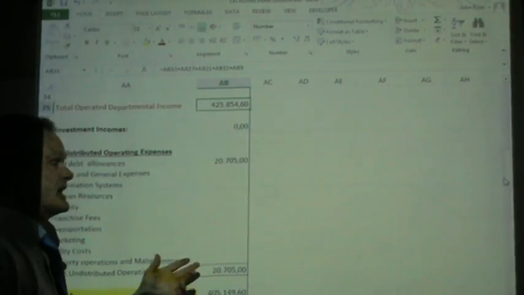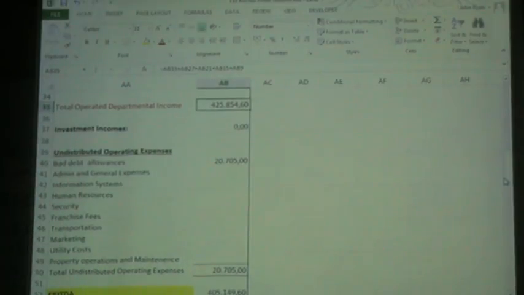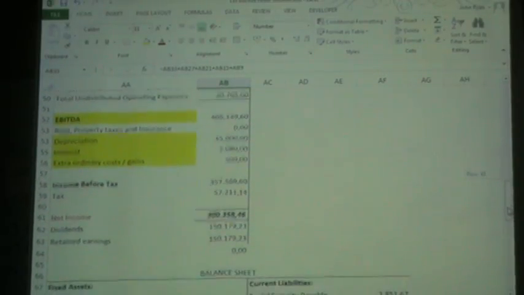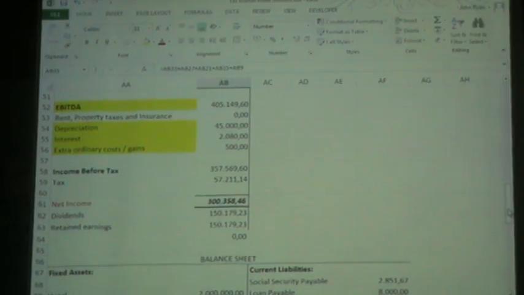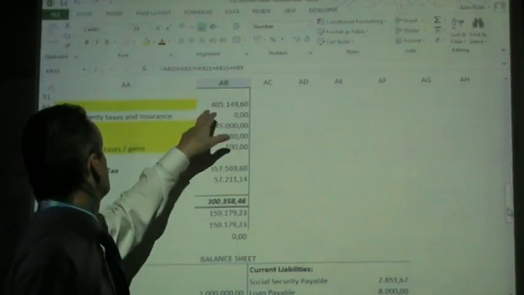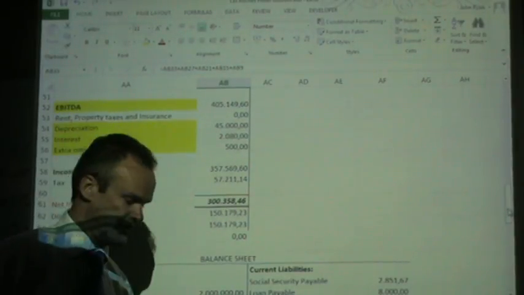Our total operating income minus our expenses, if we have any, or maybe there's more, gives us here our EBITDA, the fancy word that we've been using the whole way through the exercise. So this is basically how well you have been doing operationally. You've now got your EBITDA. So on sales of €1 million, you've got an EBITDA of 405,000.